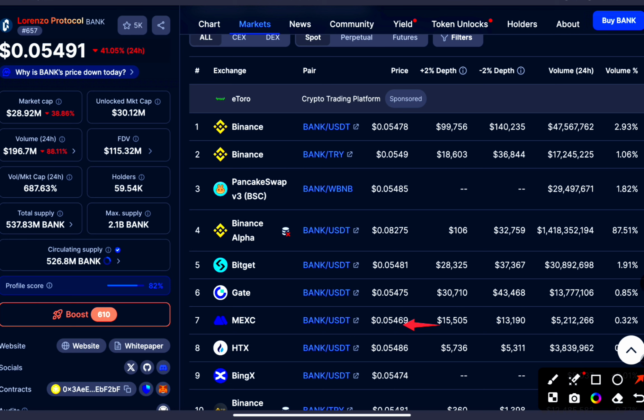So if you really go ahead and buy this at MEXC at 0.05469 and sell that at 0.05486, that is more than 3 decimal places, or about a $0.003 profit per token. Obviously the prices are in decimals, but you can purchase millions of these. You can do $0.003 times a million tokens, right?